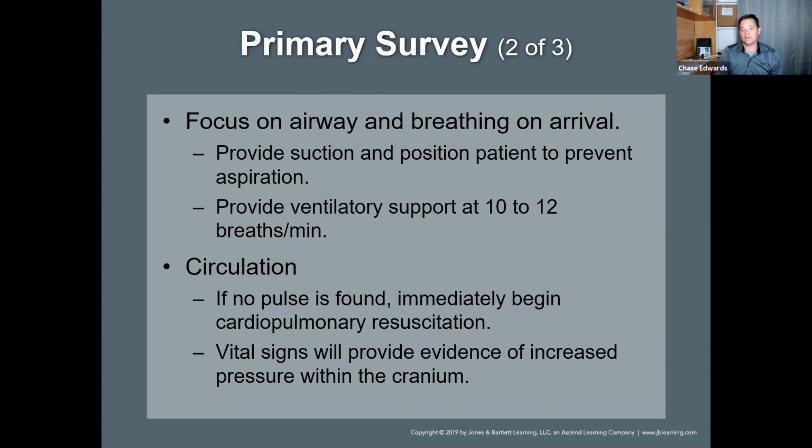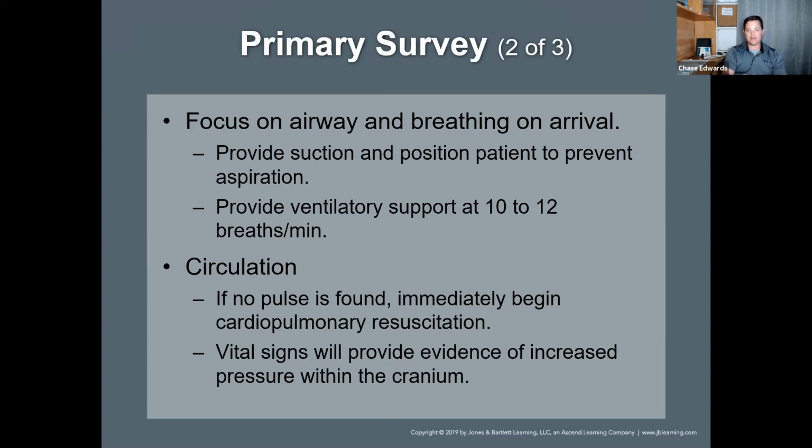All right, so airway and breathing, AB. We're in the primary now. So focus on the airway and breathing on arrival. If the patient is unresponsive and apneic, immediately assess for pulse and begin chest compressions if they're pulseless. Easy, right? Unresponsive, apneic, pulseless, chest compressions.